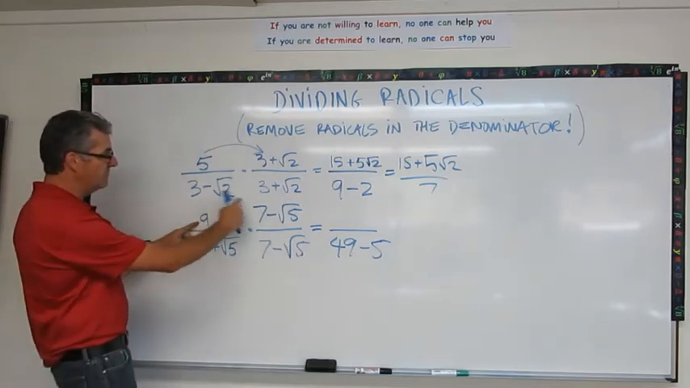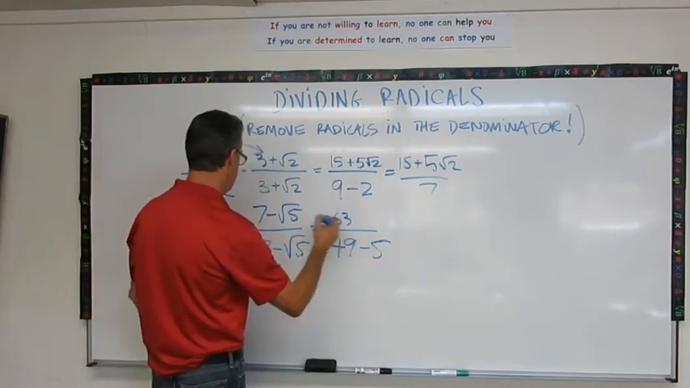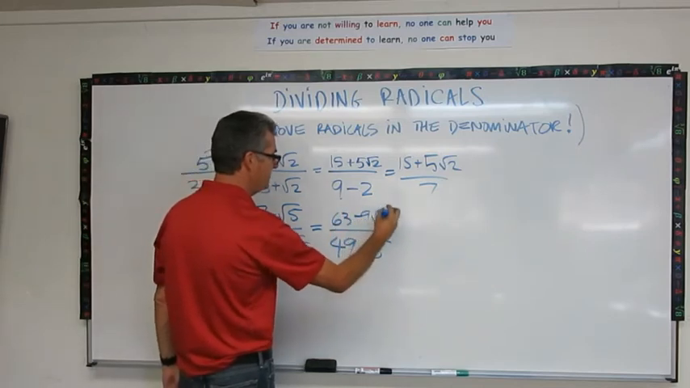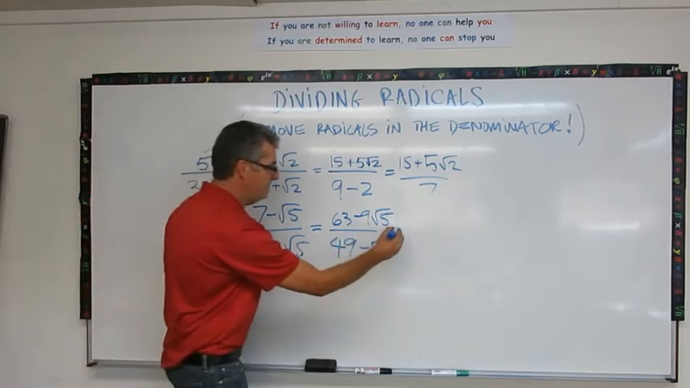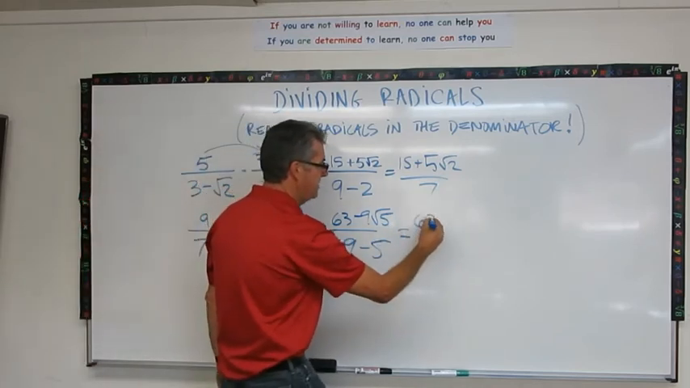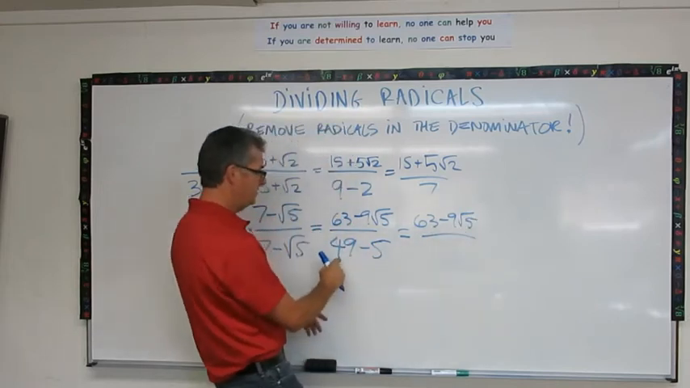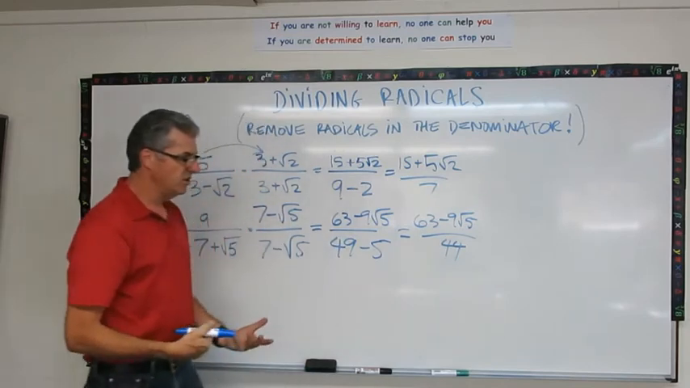Now I'm going to do my rainbow. 9 times 7 is 63. And then 9 times negative root 5 is negative 9 times root 5. Now let's finish her up. 63 minus 9 root 5 over, what's 49 minus 5? 44.